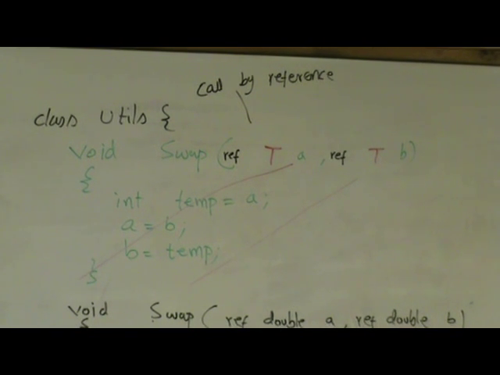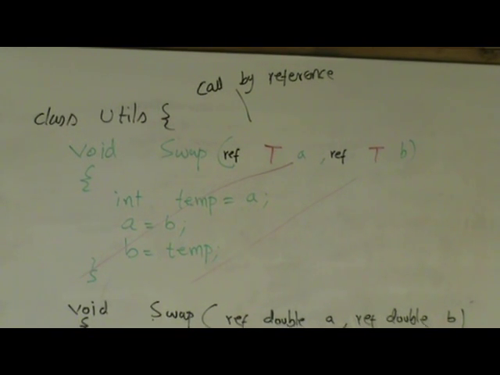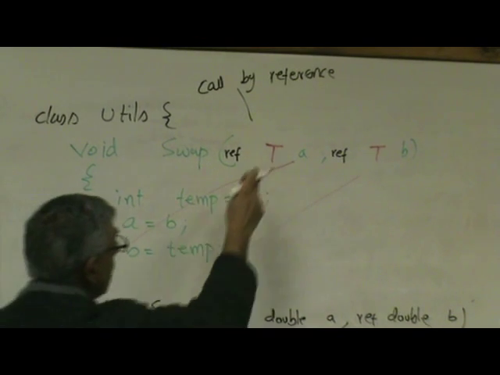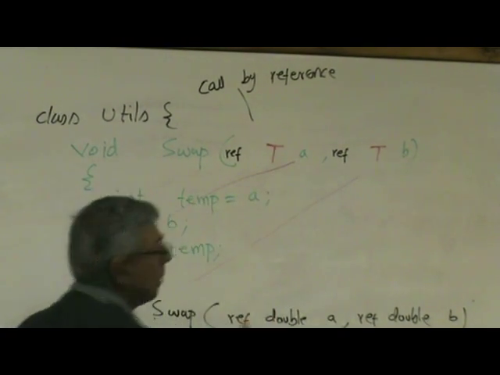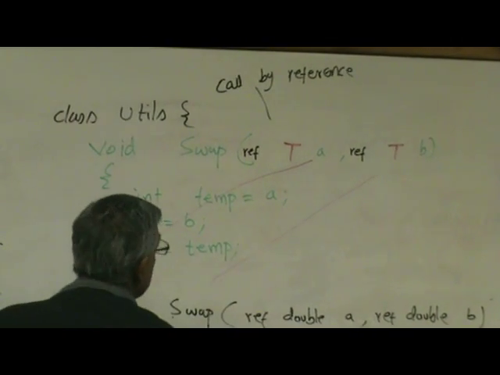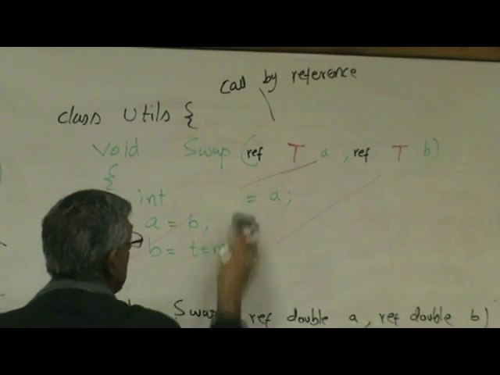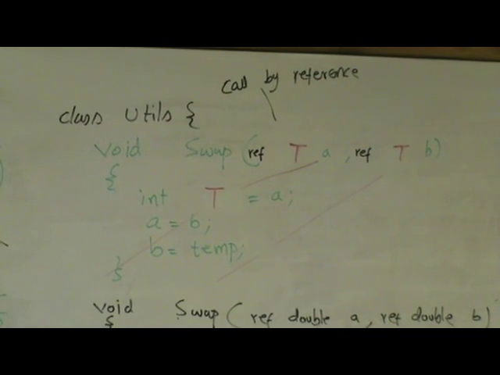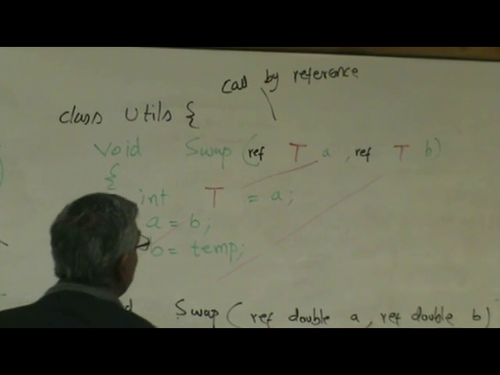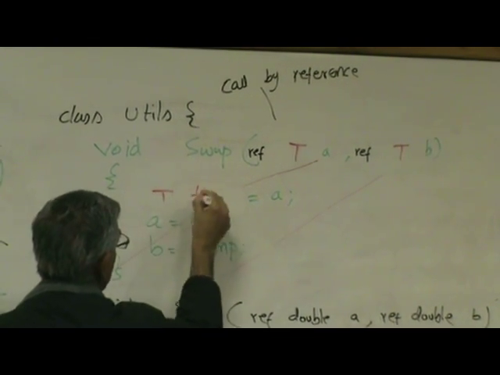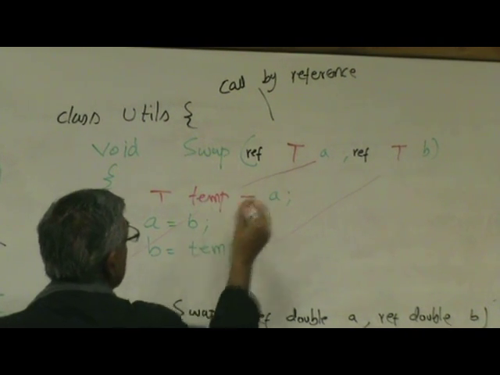T is not a keyword. You can choose Y, you can choose typ or whatever you feel like. Usually people pick the letter T because T stands for type. So then what will happen over here? Int temp equal to A will become T temp equal to A, right?